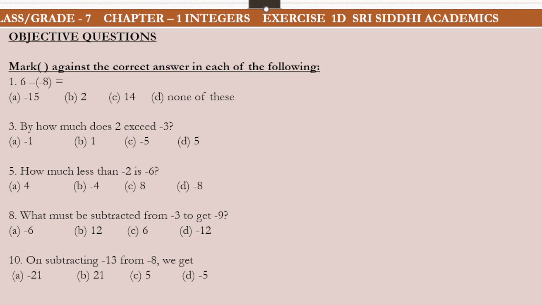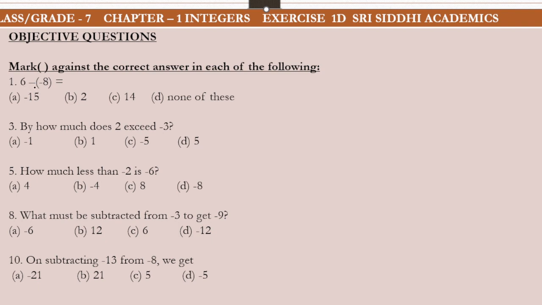Chapter 1, Integers, from R.S. Aggarwal for class 7. Now the first question, these are all objective questions, and here we need to have thorough understanding of integers before we start solving. These are miscellaneous questions, some about addition and subtraction, some about multiplication and division. So let's see how to solve.